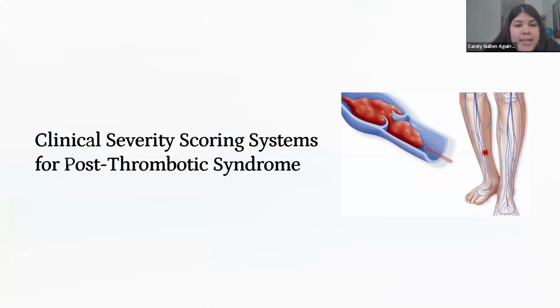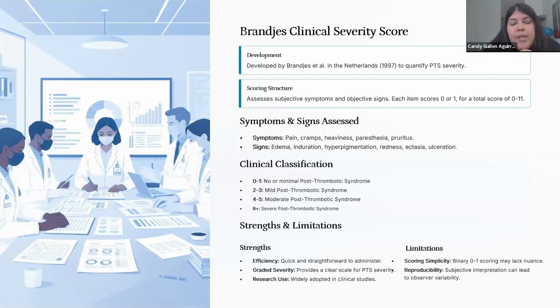Now we are going to the clinical severity scoring systems for post-thrombotic syndrome. We are going to go really fast on the Villalta clinical score. It is also a historical tool developed by Villalta et al. in the Netherlands to quantify the post-thrombotic syndrome severity.